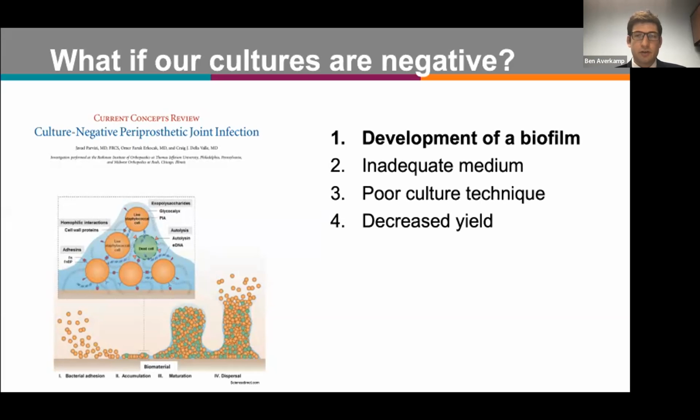A second reason for culture failure is an inadequate medium chosen for an atypical organism, such as fungi. Third is poor culture technique, which we just addressed. And lastly, we just don't obtain enough culture or improperly diluted culture to grow specimens. But circling back, how can we address this first obstacle?